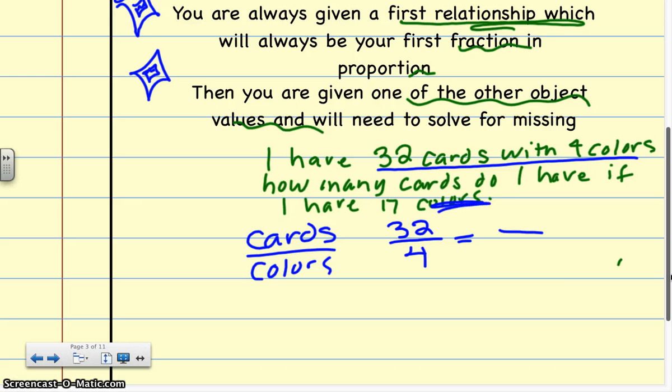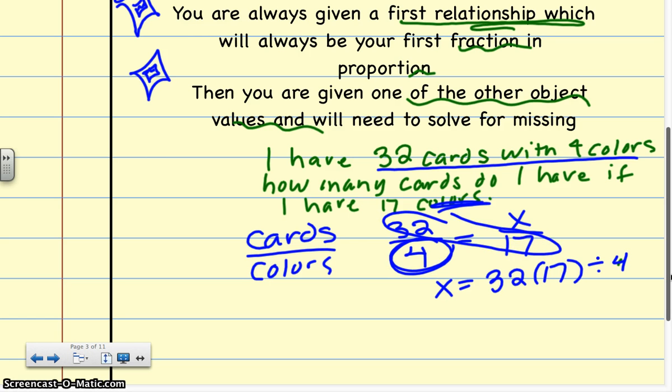Well, where does colors go, top or bottom? Bottom, right? So I put 17 here, put X here, and then I can say X is equal to 32 times 17 divided by 4. Number times number divided by that other number. Okay? Again, using my calculator, that is our friend this chapter. 32 times 17 divided by 4 is 136. So I need to ask myself, where is this 136 coming from? It's on the top, it's cards, so it's 136 cards.